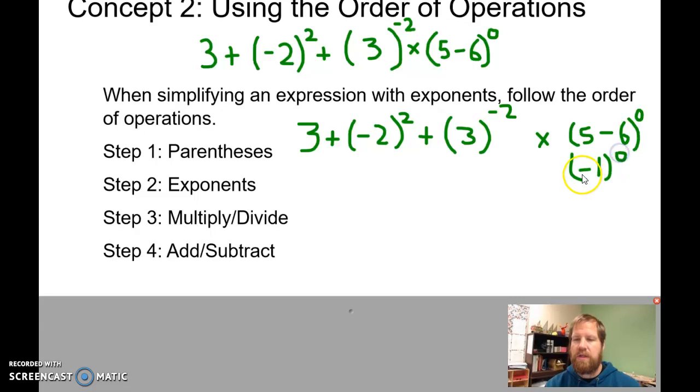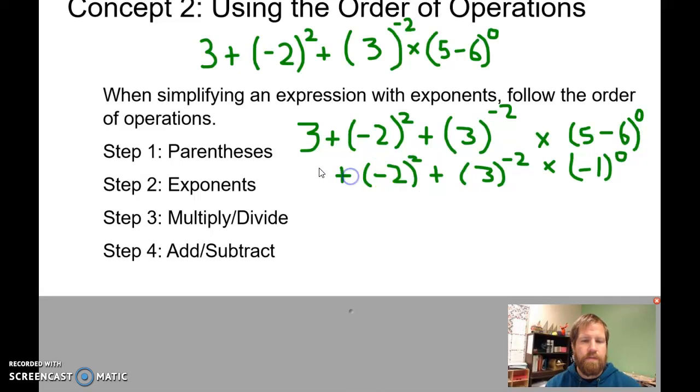And I'm going to leave my parentheses because I have an exponent. Okay. If you have an exponent, you want to leave your parentheses until you evaluate that exponent. That's why I'm bringing all of them down with my other terms. Okay, so I'm done with my parentheses. Now my next step is exponents.